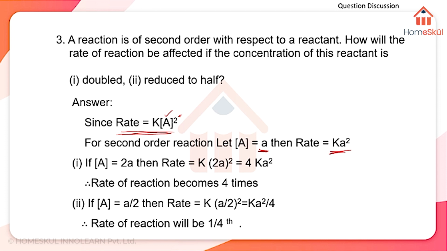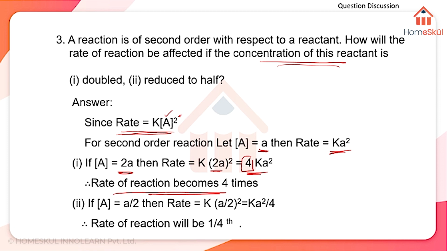Now, the condition given is that the concentration of reactant is doubled. That means A becomes 2A. So just substitute 2A instead of A. Then what will happen? We get 4Ka square, because 2 square is 4. So you can see the rate of reaction becomes 4 times.